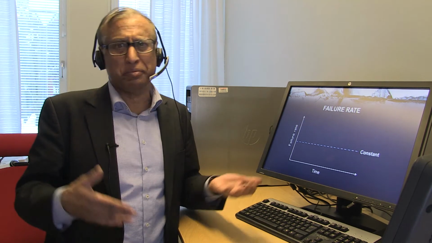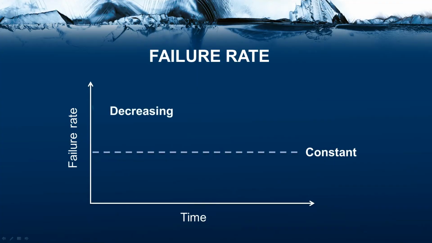A good example is television sets. You can buy a television set, it can last for 20 years or it may fail in 2 hours. So that is mathematically described by a concept called constant failure rate or memoryless failure rate, etc. That's a constant. Then we have a decreasing failure rate.